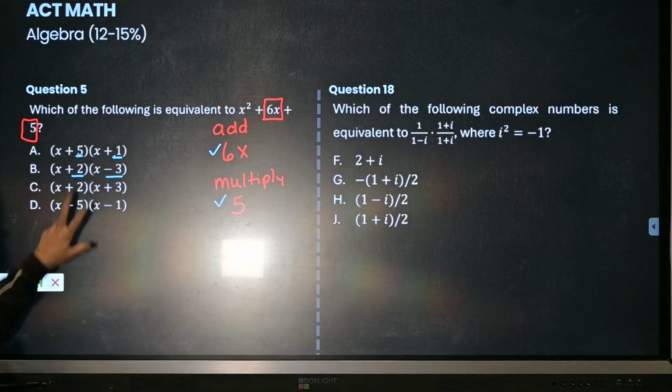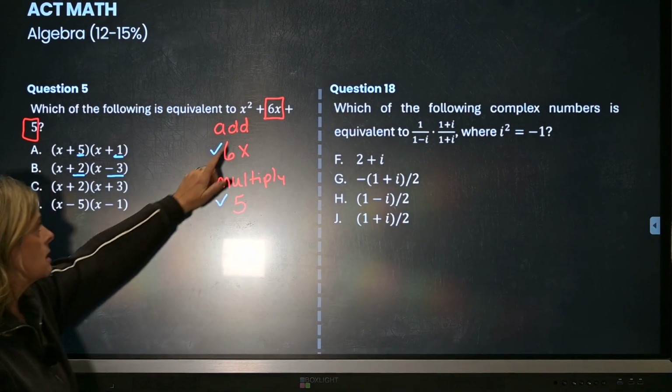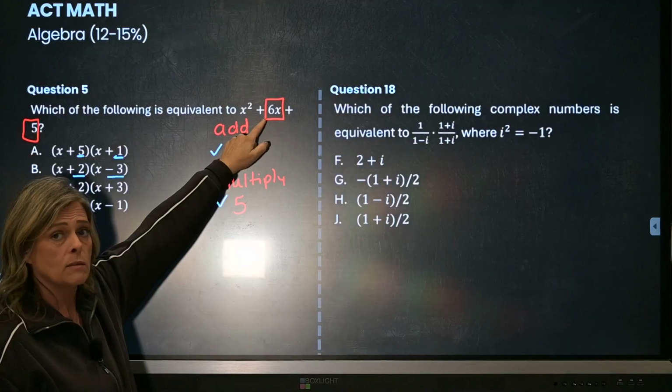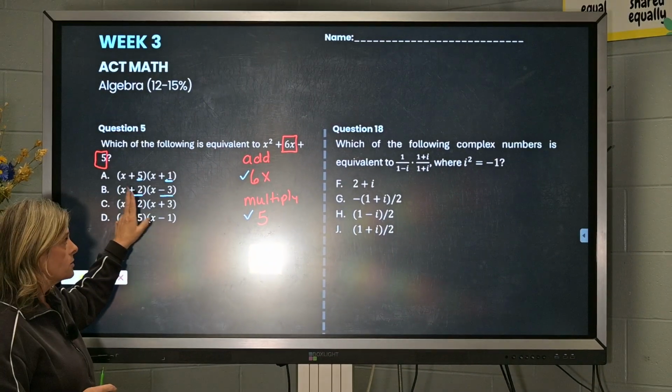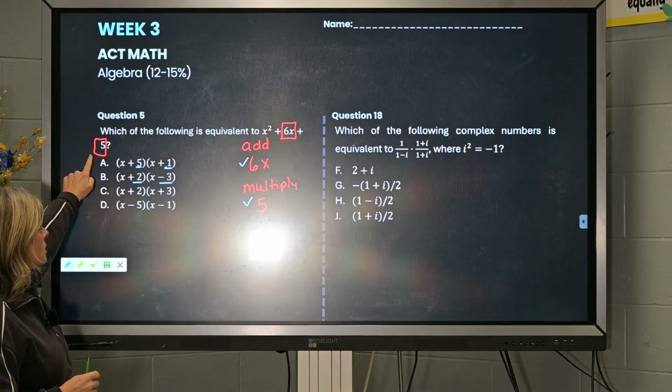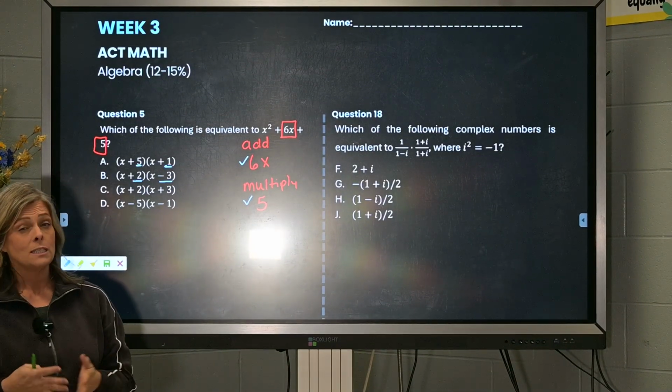So all you're gonna do is look at the last 2 numbers, add them together. If they add together to get the middle term, that's a possibility. Then you're gonna multiply those same 2 numbers together to get your third term. Now, let me just give you the easy way to do this.